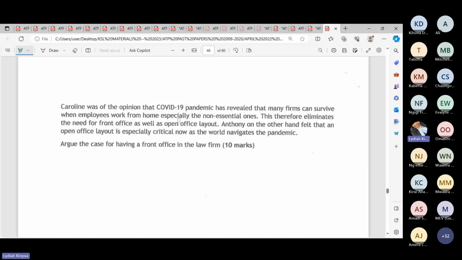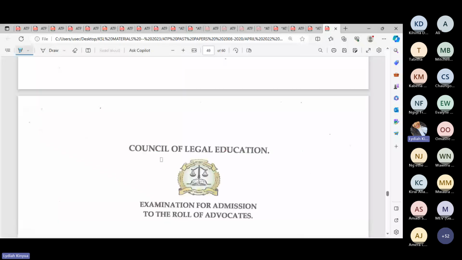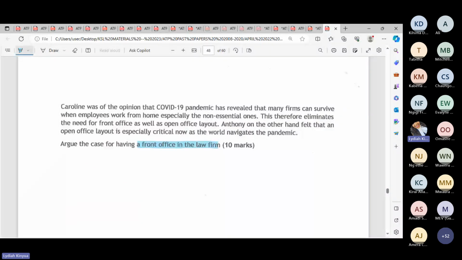Equally, question 7 asks you to discuss the importance of a front office. Why do you need a front office? I think that's the last thing that you've mentioned. So probate, probate, oh Lord.